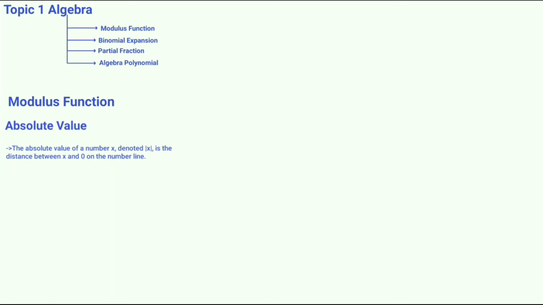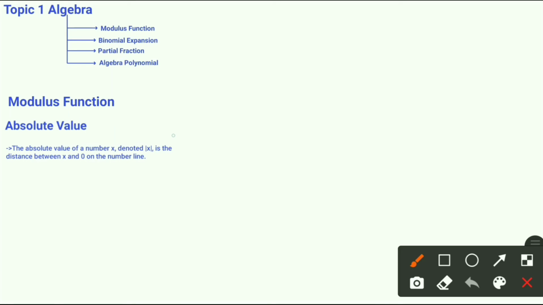Absolute value. The absolute value of a number x is denoted like this, and this is known as a modulus. Modulus means that whether the input number is positive or negative, you will always get a positive output. Let's say if I put plus 3 or minus 3 as an input, then I will get 3 as an output. It is the distance between x and 0 on the number line.